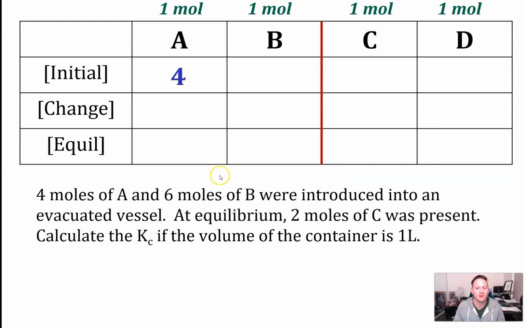Then we're going to start putting what we know. So we know that we have 4 moles of A. We have 6 moles of B. We have 0 moles of C. And we have 0 moles of D. At equilibrium, 2 moles of C was present. So at equilibrium, for C, we'll be putting a 2 there.